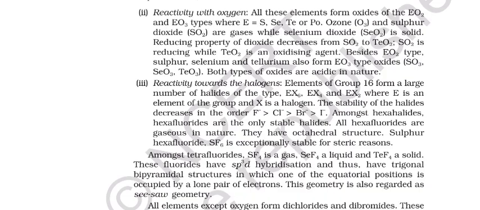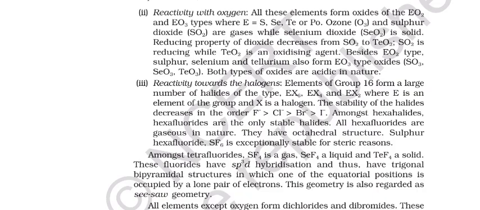Reactivity toward the halogens. Elements of group 16 form a large number of halides of the type EX6, EX4 and EX2, where E is an element of the group and X is a halogen. The stability of halides decreases in the order F greater than Cl greater than Br greater than I. Amongst hexahalides, hexafluorides are the only stable halides. All hexafluorides are gaseous in nature. They have octahedral structure. Sulfur hexafluoride SF6 is exceptionally stable for steric reasons.